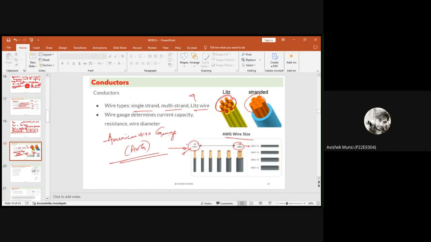Based on that you have to decide, and based on how much frequency you desire on the inductor, you have to choose the wire type.